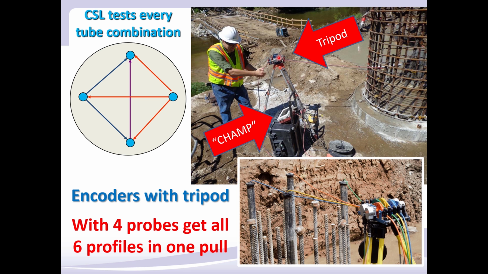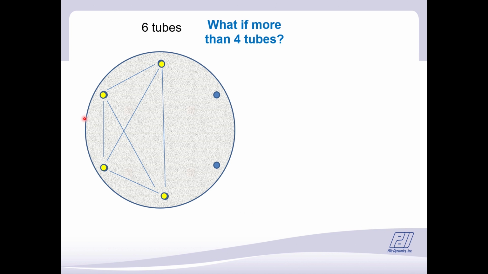In that case, the probes are both a transmitter and a receiver. And so one would transmit, the other 3 would receive, and then they rotate. So this one could transmit, the other 3 would receive. The next time around, this one would transmit, and the other 3 would receive, etc., going around in squares. So what happens if we have more than 4 tubes?